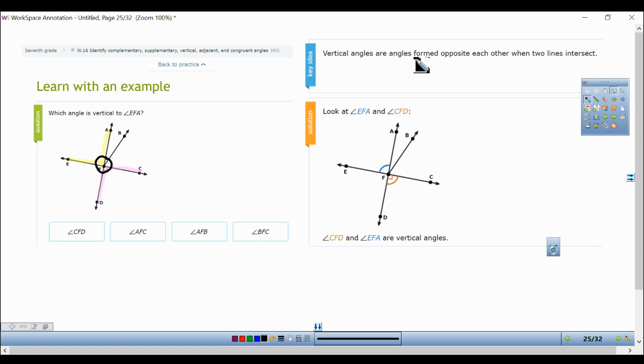So vertical angles are angles formed opposite each other when two lines intersect. So that's basically the idea, and this is the solution. Look at EFA, which is here, and CFD. These are vertical angles, so in this case, our answer is going to be CFD. Let's go to an example.